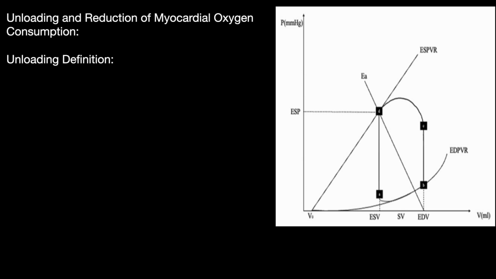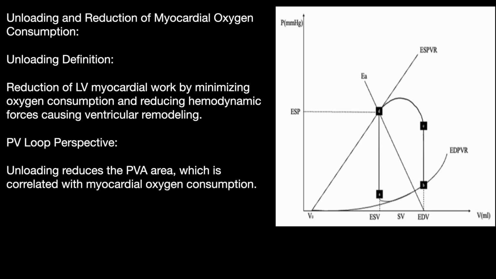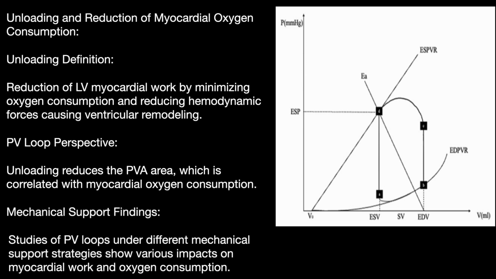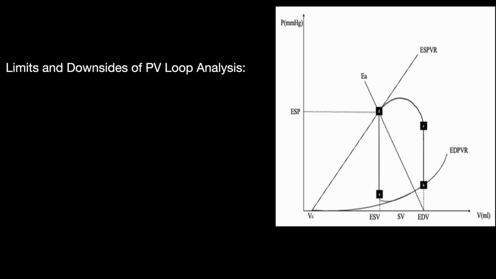So, unloading and reduction of the myocardial oxygen demand. Unloading is defined as reduction of the myocardial work by minimizing oxygen consumption and reducing hemodynamic forces, causing ventricular remodeling. Unloading reduces the area of the PVA, which is correlated with the myocardial oxygen consumption. I will reduce this part. So, mechanical support findings: studies of the PV loop under different mechanical support strategies show various impacts on the myocardial work and oxygen consumption.